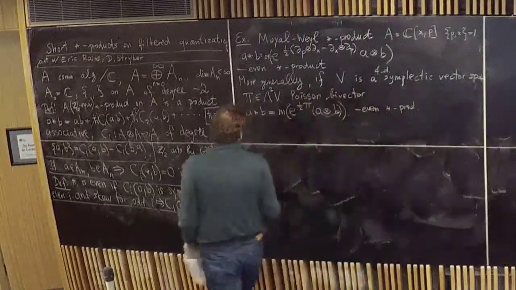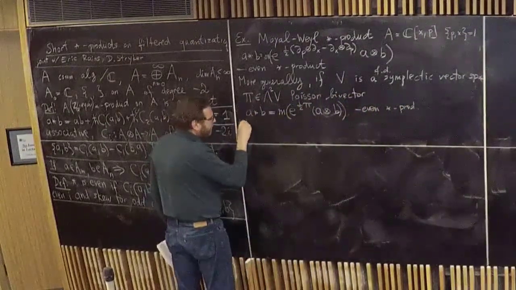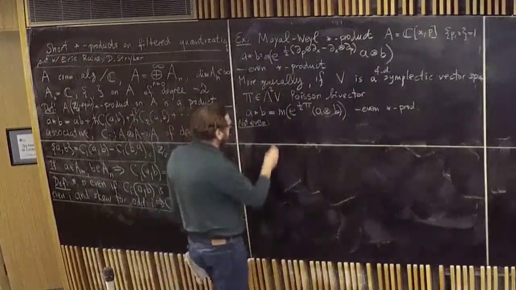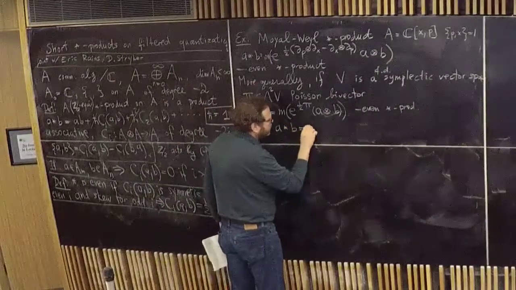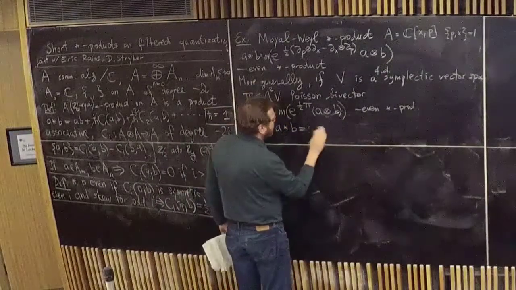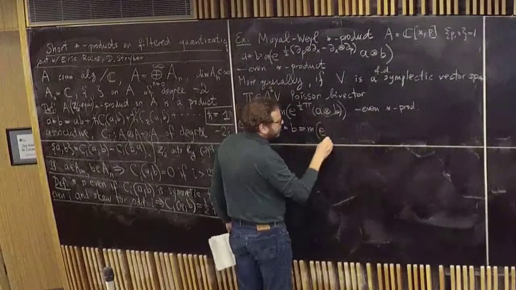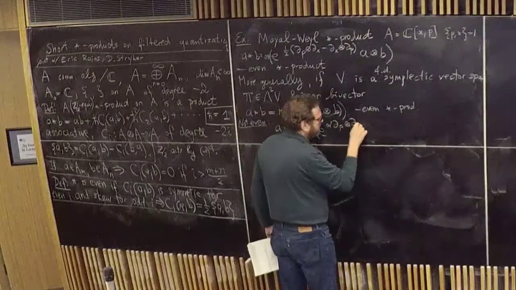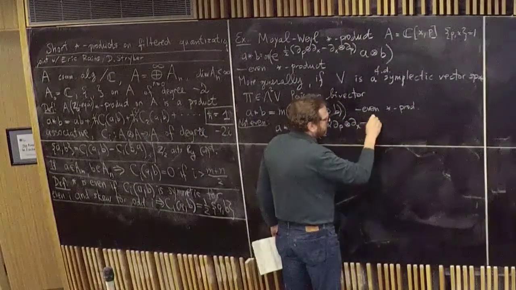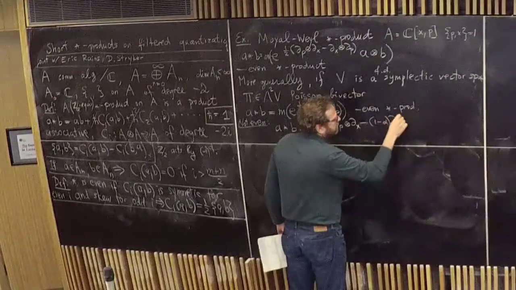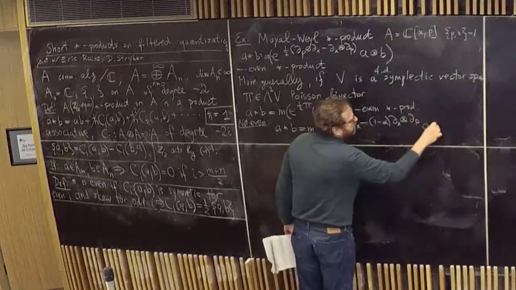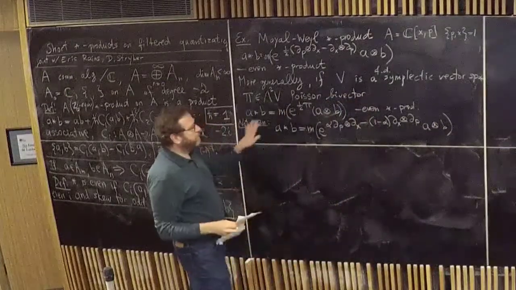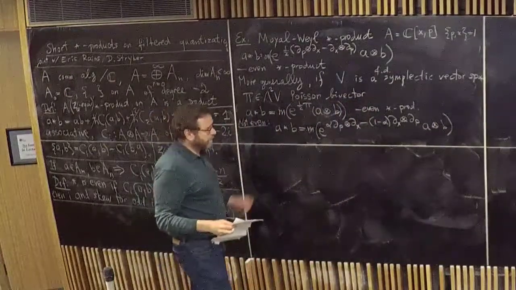And if you want an example of something that is not even, then you can modify that expression. A star B equals the multiplication of the exponential of alpha times (dp tensor dx minus dx tensor dp) times A tensor B, where alpha is an arbitrary number. And if alpha is not equal to 1 half, this is a star product, but it is not even.